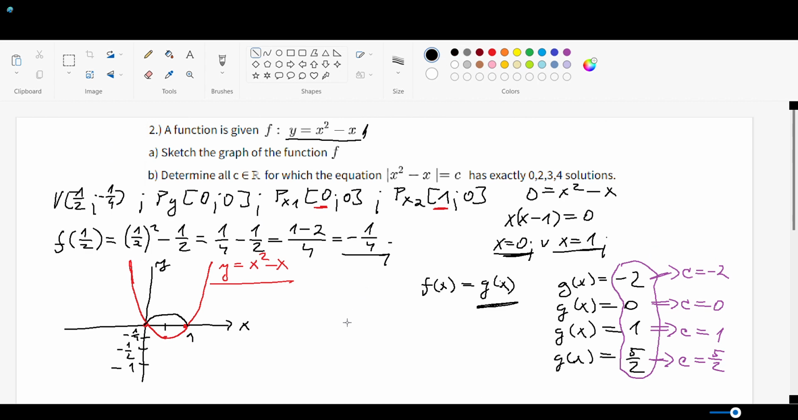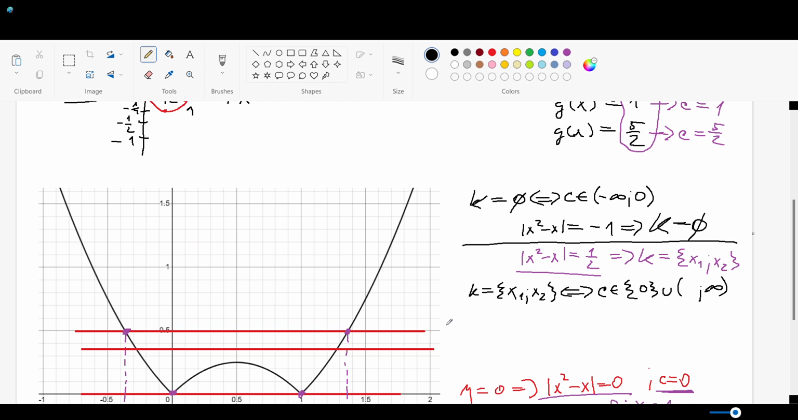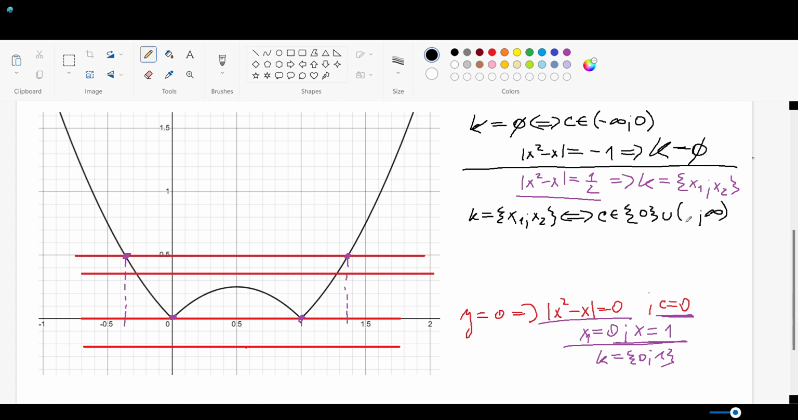Let me just sketch it here very quickly. So basically here is our new vertex, and its coordinates are 1/2 and +1/4. Okay, so we can now very easily write, and we can understand that our equation has two solutions, exactly two solutions, if c is equal to 0. I have explained this a couple of minutes before, and now we know that the c must be from the interval 1/4 to the infinity.